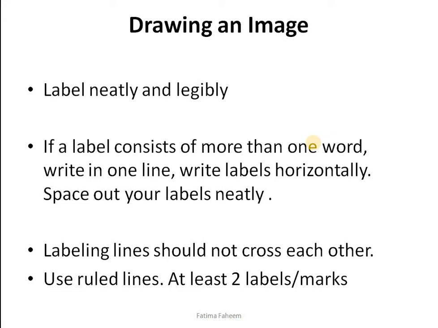Labeling lines should never cross each other, and most of the time in the mark scheme, you have to label 2 parts of that image to get 1 mark. So keep in mind that as much as you know, label all the parts if you are not being asked to label specific parts. If you are being asked to draw the image and label it, try to label as many parts or as many structures as you know, so that there will be no risk of losing marks. Always use a scale to sketch your label line.